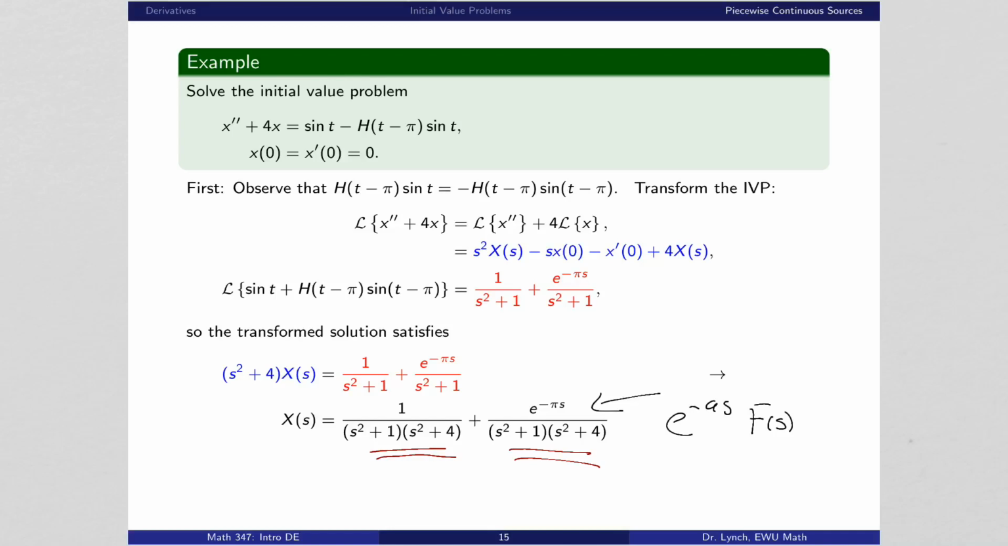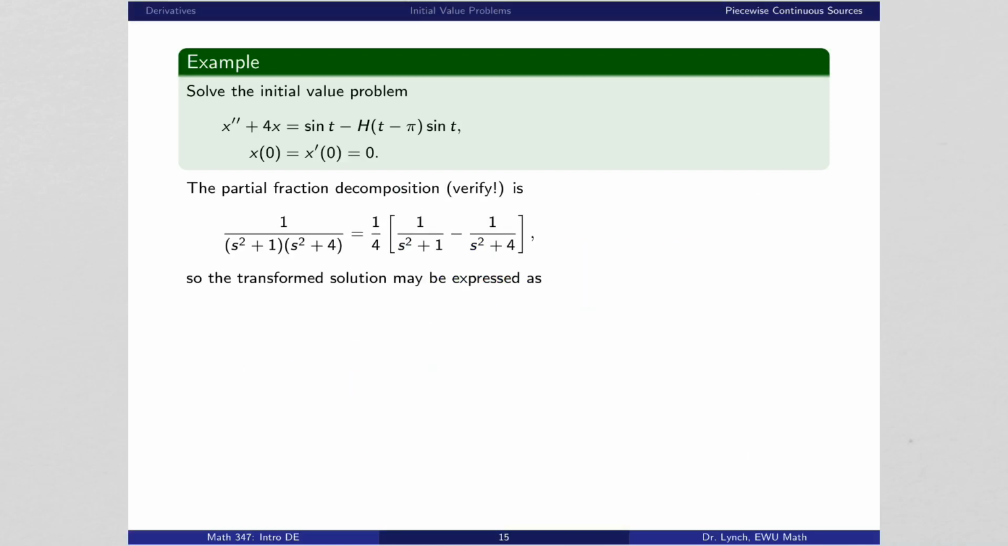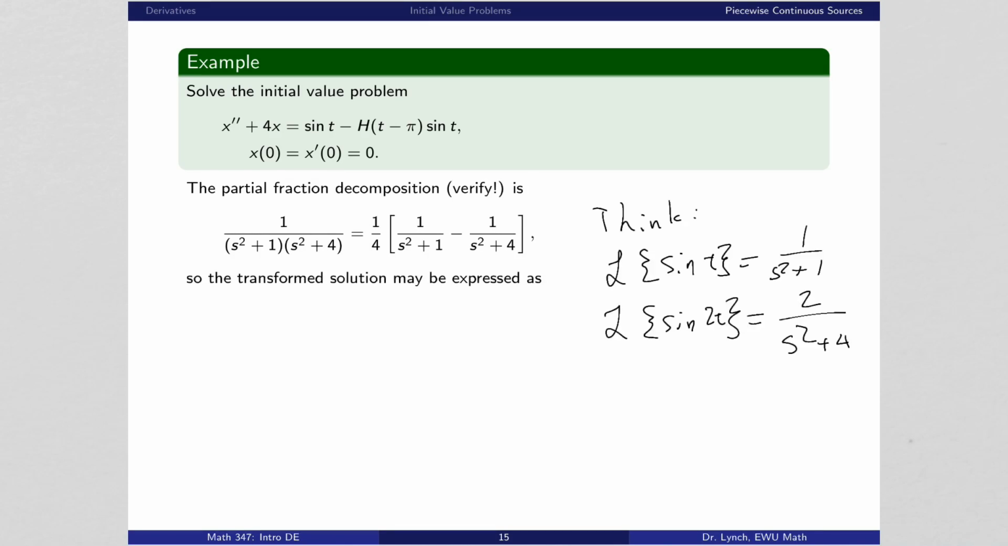The inverse transform will involve a switching property. Okay, so the key here is that in both cases we're going to have to find the inverse transform of this function F of s, which ends up being this combination of 1 over s squared plus 1 and 1 over s squared plus 4. So there's a partial fraction decomposition here that you can find, so I'll just have you verify this, but it turns out that the partial fraction decomposition is 1/4 times 1 over s squared plus 1 minus 1 over s squared plus 4. And the two terms in that partial fraction decomposition should remind you of Laplace transforms of sine of t and sine of 2t respectively.